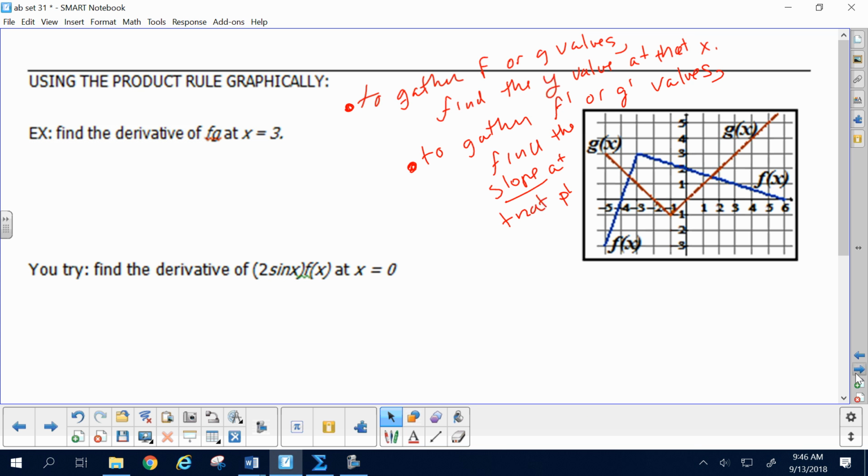If you're confused, you might write that note down. When you go to gather F values or G values, you're actually looking for the Y value on the graph at that x. But when you're asking for a derivative value, then you're looking for the slope of the graph at that point. The derivative values are the slopes, the function values are the Y's.